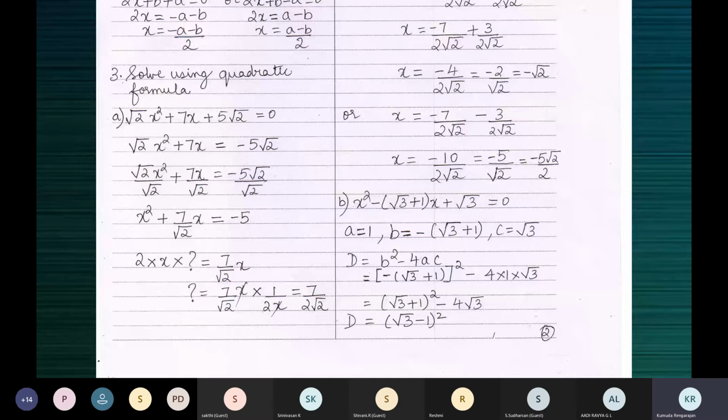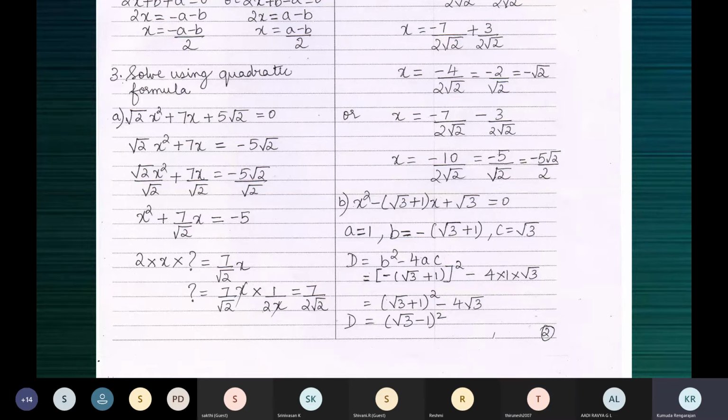4 plus 2 root 3. Okay, so 4 plus 2 root 3 minus 4 root 3, right? So what's that? Tell me finally what do we get for D? 4 minus 2 root 3. Yeah, 4 minus 2 root 3.